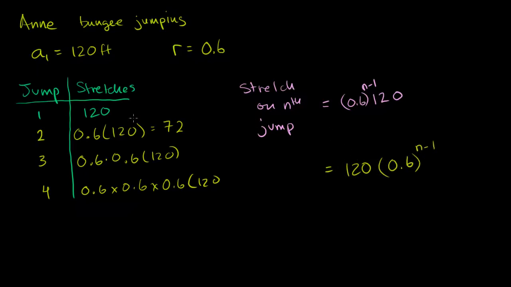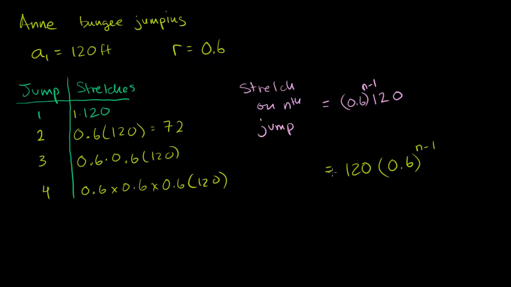How did I get that? Well, we're defining the first jump as stretching 120 feet. So when you put n is equal to 1 here, you get 1 minus 1, 0. So you have 0.6 to the 0th power, so you just get a 1 here. And that's exactly what happened on the first jump. Then on the second jump, you put a 2 minus 1, which is the first power, and we have exactly 1 0.6 here. So I figured it was n minus 1 because when n is 2, we have 1 0.6. When n is 3, we have 2 0.6's multiplied by themselves. When n is 4, we have 0.6 to the third power. So whatever n is, we're taking 0.6 to the n minus 1th power.